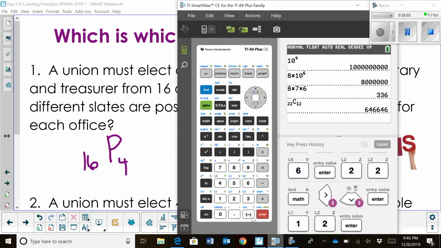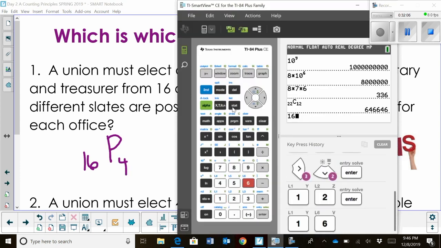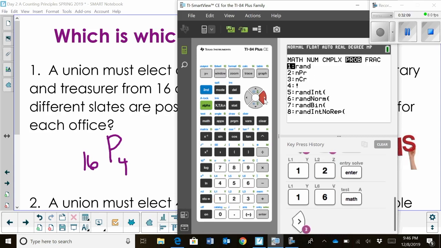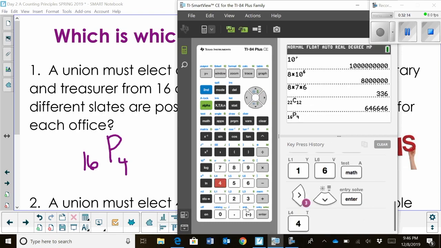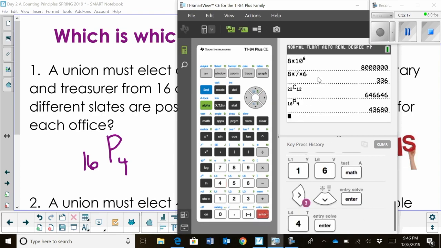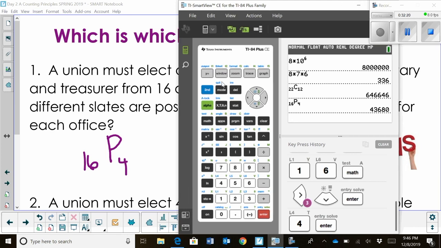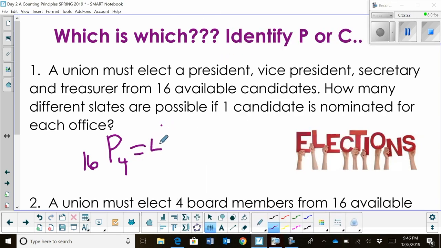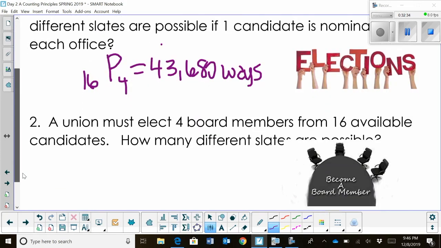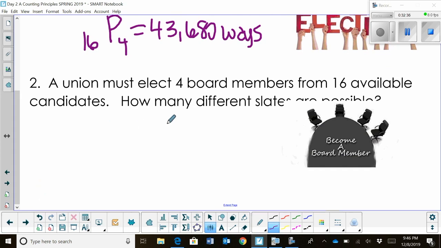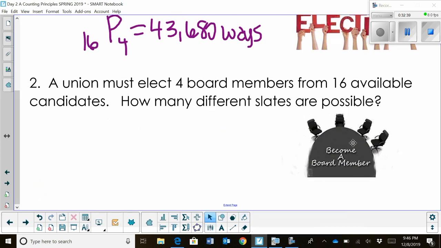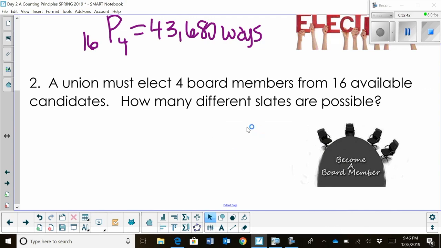So let's grab our calculator and do 16 math, probability, permutation this time, and I'm choosing 4 positions, and that's 43,680. So this one has 43,680 different ways to choose for the election. Okay, so let's try the next one. A union must select 4 board members from 16 available candidates. How many different slates are possible?